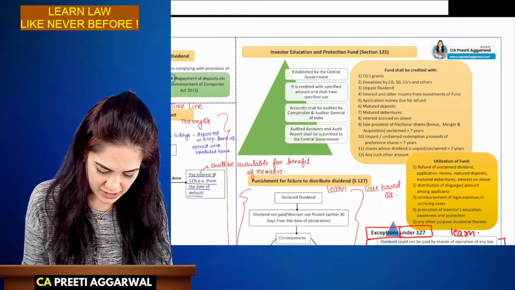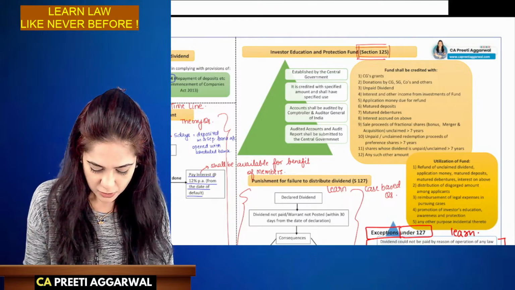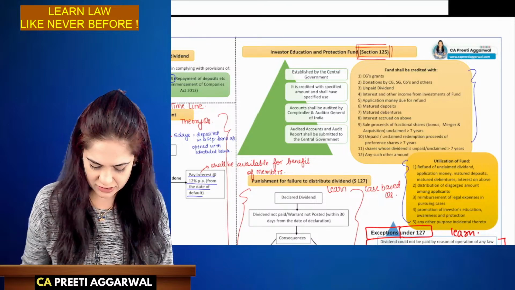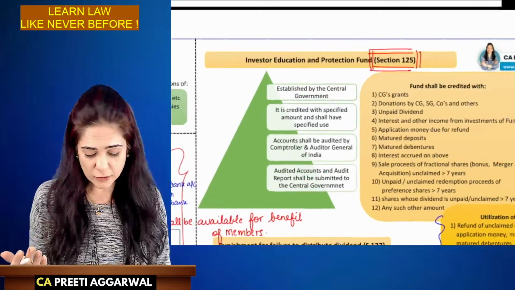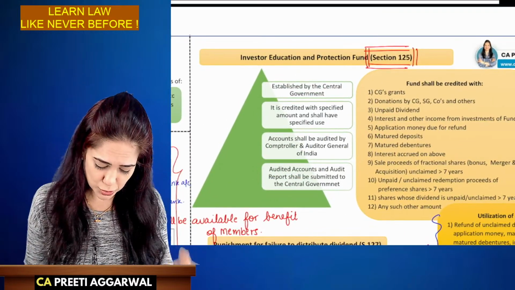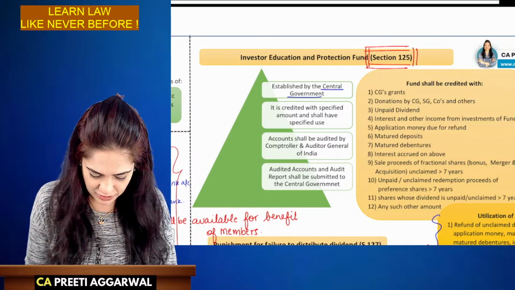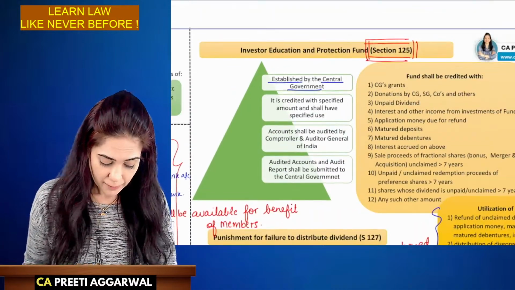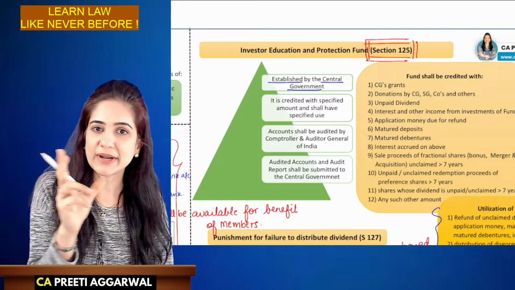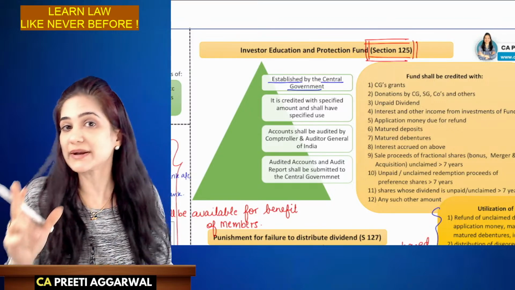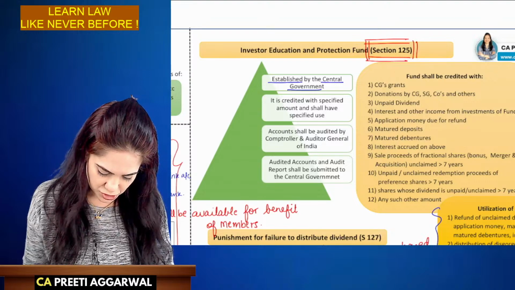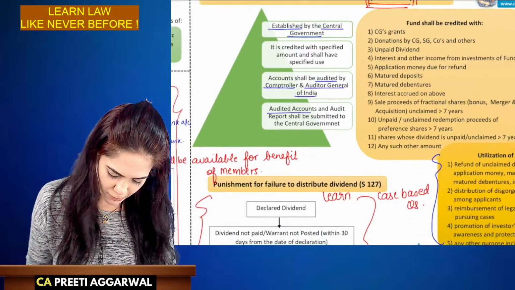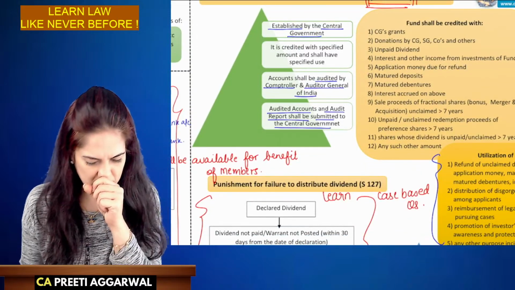Now, what is IEPF, section 125? What can be asked? What amount will be credited and how will it be utilized? So, a question can be asked on that. If a question is asked on the formation, you can write that it is established by the central government. It is credited with specific amounts that we will study. Because money is involved, you need to maintain proper accounts. If accounts are maintained, you need to get them audited. So the accounts shall be audited by the Comptroller and Auditor General of India, and the audited accounts and audit report shall be submitted to the central government.